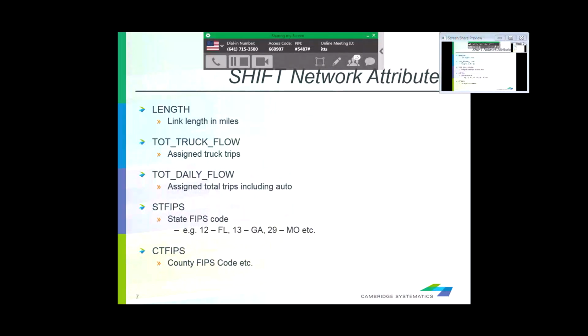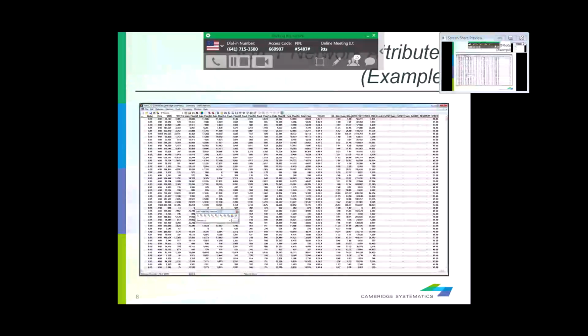In terms of the network itself, for our purposes, we need specifically the length attribute, the truck attribute, the daily flow attribute, and also the state code and the county code, so that we can compile the results by relevant geography. And this is just a screenshot of the attributes in the SHIFT network opened up in TransCAD.